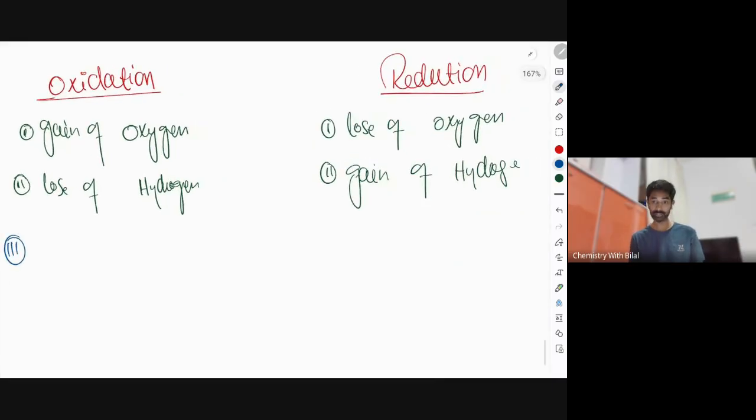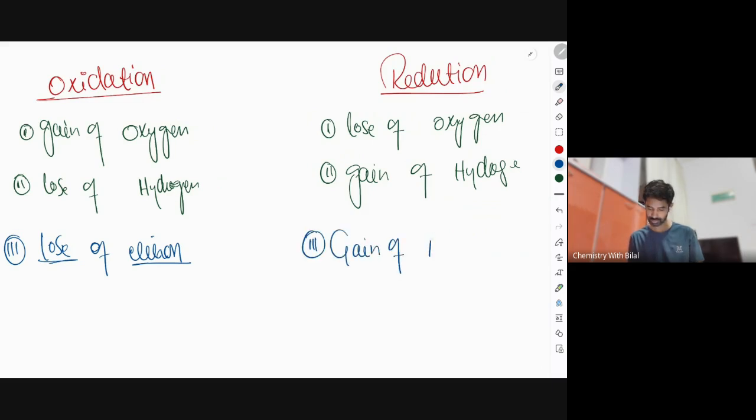Okay. So oxidation is loss of electrons. Loss of electrons is oxidation. Gain of electrons is reduction. That is important.